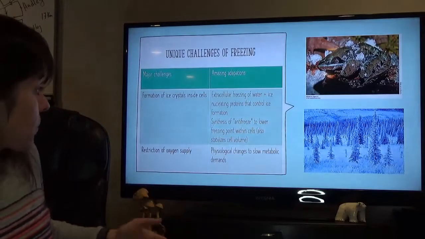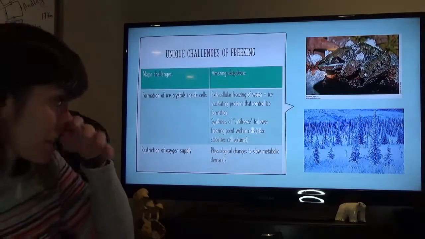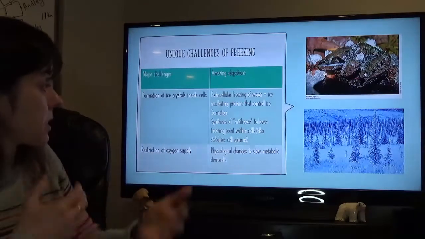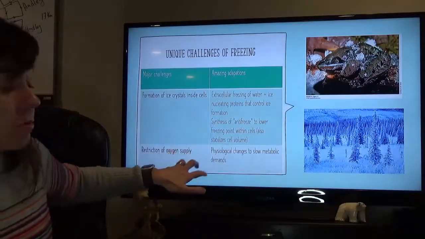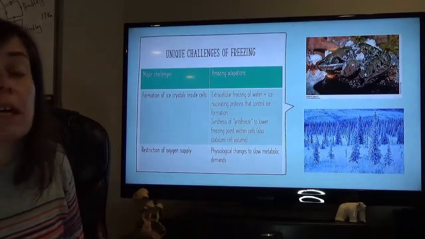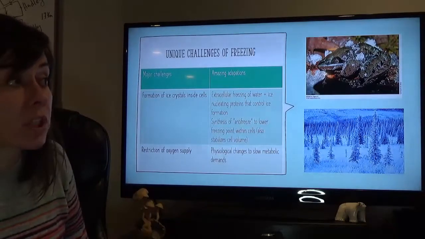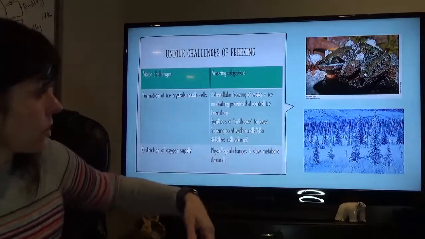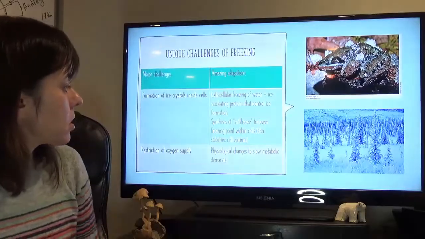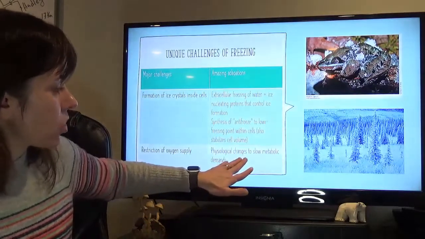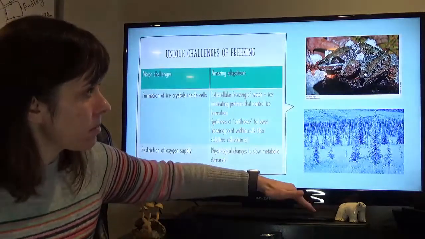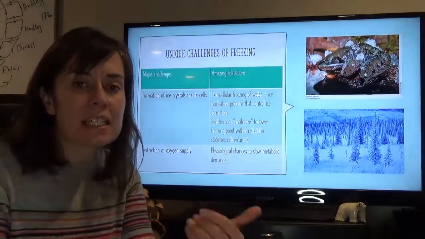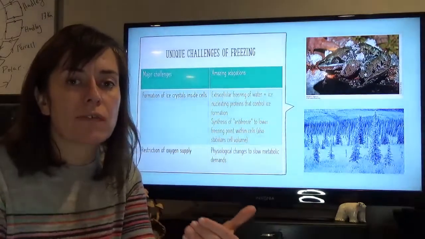And then there's the restriction of oxygen supply, because as you freeze, your metabolic processes have to change, since you don't have the sort of diffusion that typically happens when you're not frozen. So in all these cases, there are physiological changes that act to slow metabolism, and then upregulation of genes that help to protect the cells from damage during these stressful times.